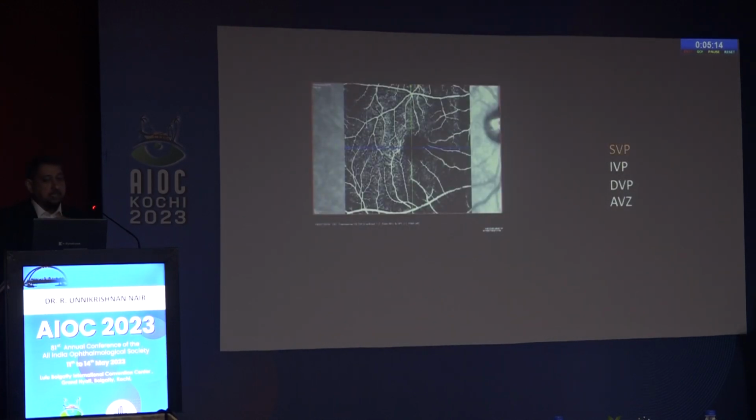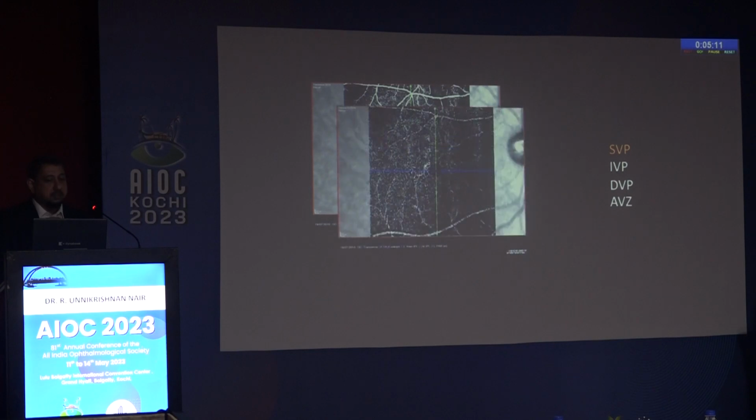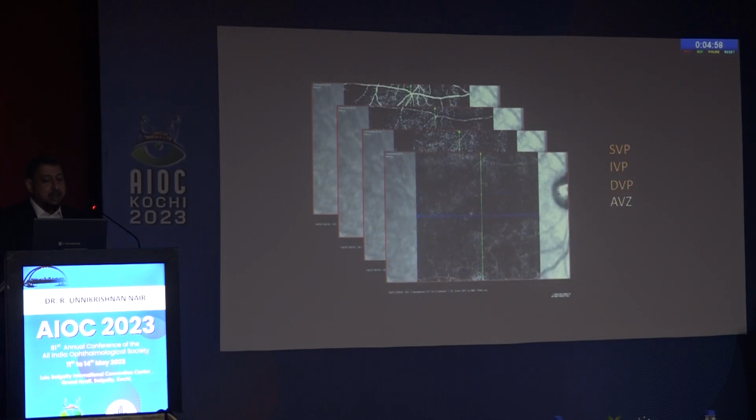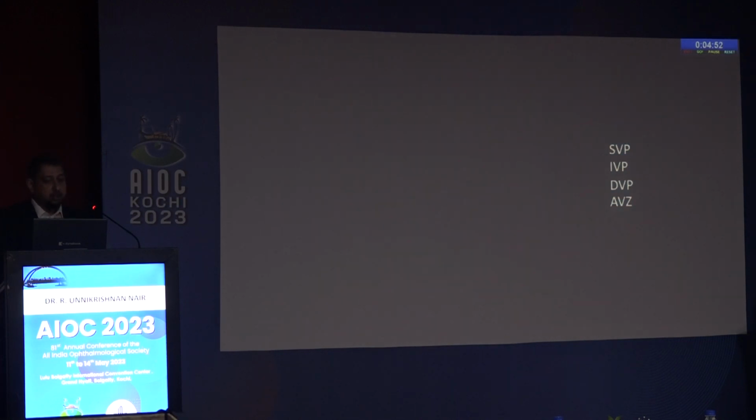So let's look sequentially. The superficial vascular plexus, the intermediate vascular plexus, where you look at the temporal side over here and you see some vasculature, some change in flow, some abnormal dragging of the vessels. Then it becomes more in the DVP. But in the avascular zone, you don't see anything much, which means that this is non-proliferative. And now let's go to the next one.